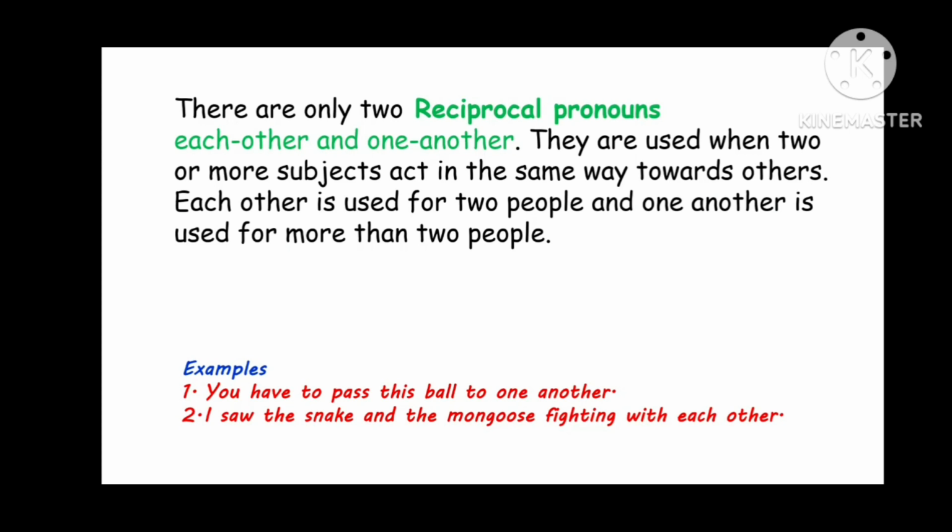So this was all about pronouns. I hope you have understood all kinds of pronouns.